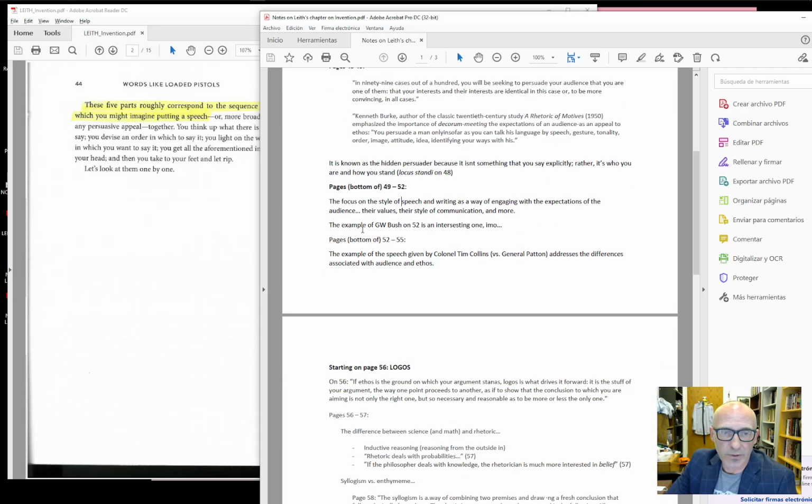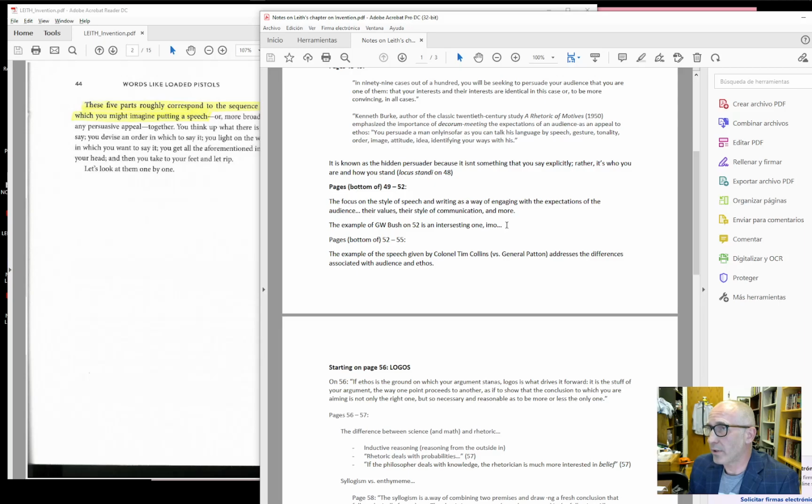There's an example given about President George W. Bush on 52. Leith talks about his Ivy League background, but his kind of everyman way of speaking. Bush was good at speaking with a Texas drawl and in an everyday kind of way to his audience, even though he came from an Ivy League and a highly privileged background. And it's interesting to note how that ethos of your everyday Texan played to a lot of his core audience, not just in Texas, but across the South.